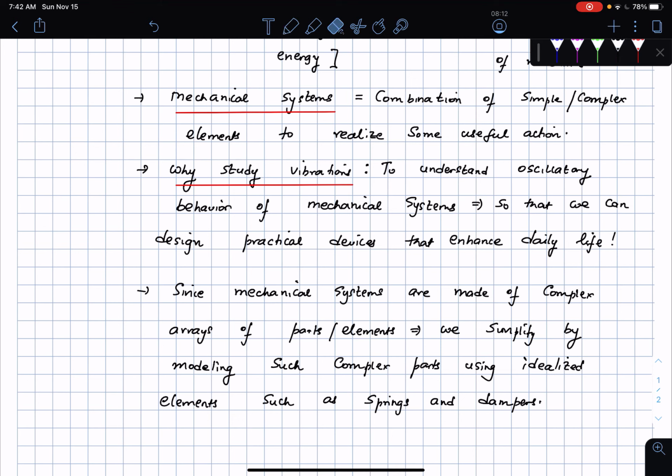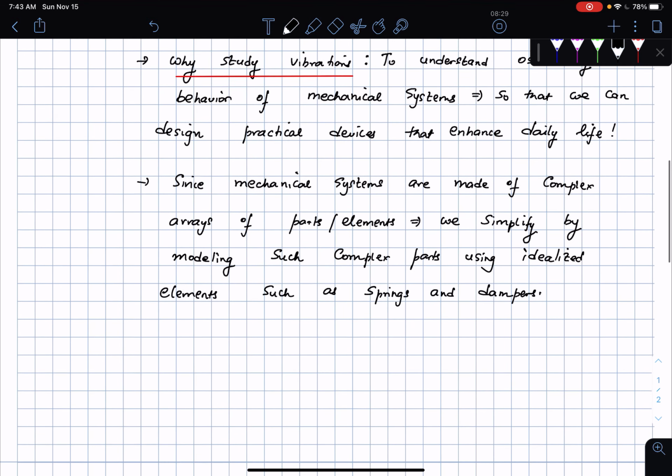I just want to write this word again here, and you will see that this is typically the foundational way of modeling things in mechanical systems. So we simplify, and this makes it more mathematically tractable.